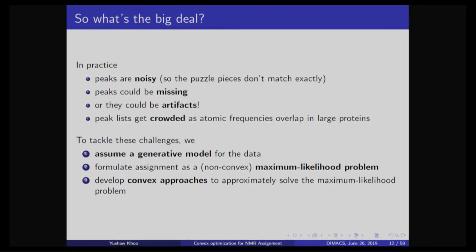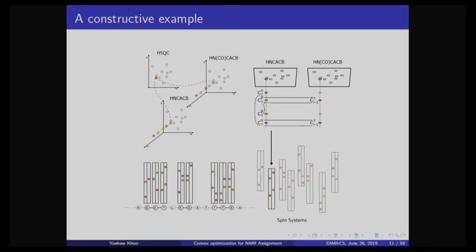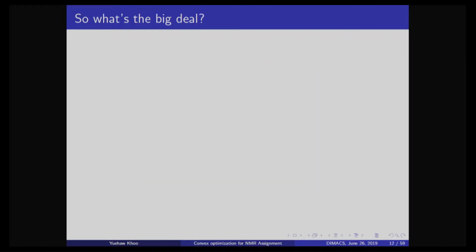All right. Before I move on, I just want to say something. I'm going to call this set of 4 peaks a spin system from now on. Okay? This is called a spin system. This is something I will keep referring to.